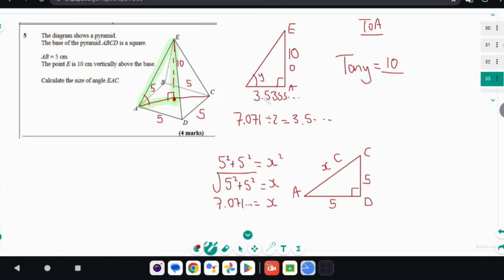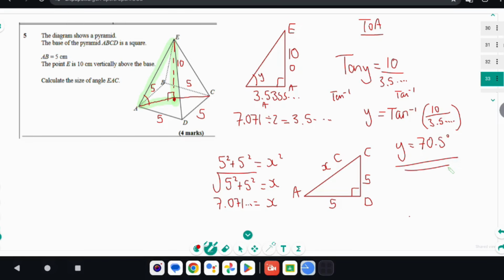Here's my opposite, here's my adjacent. Tan to the minus 1 both sides. So y is tan to the minus 1 of opposite over adjacent. I've stored that 3.5 on my calculator, so tan to the minus 1 of 10 divided by 3.5 gives us 70.5 as my angle.